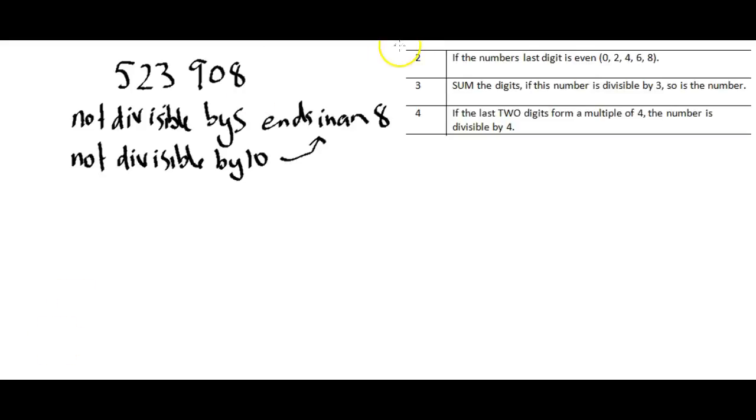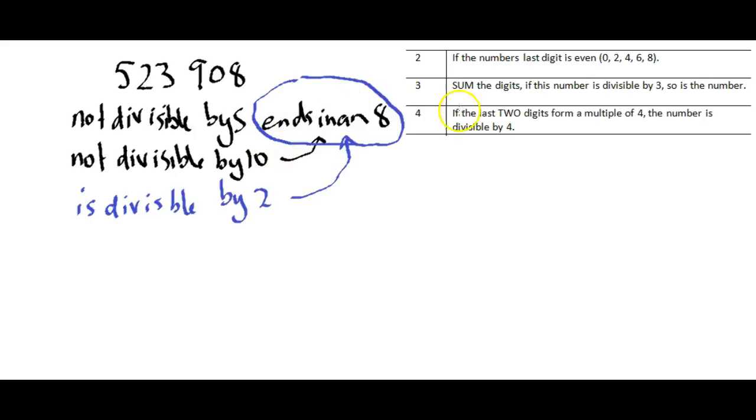Another easy test is to see if our number is divisible by 2. A number is divisible by 2 if the last digit is even, ends in a 0, 2, 4, 6 or 8. So my number is divisible by 2, and the reason is my number ends in an 8. So that takes care of that one.